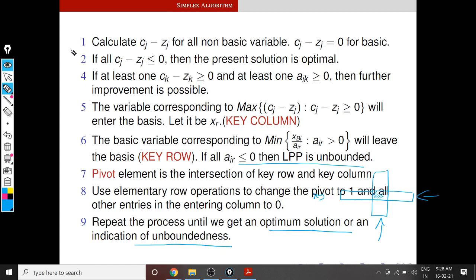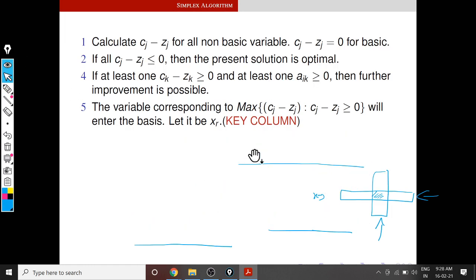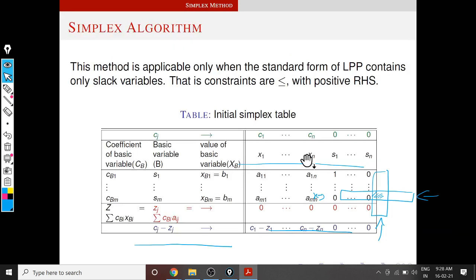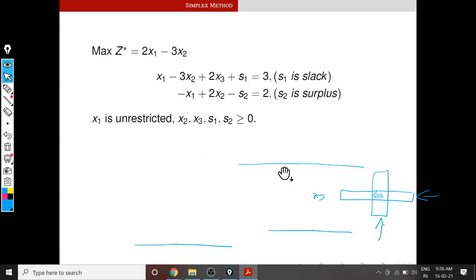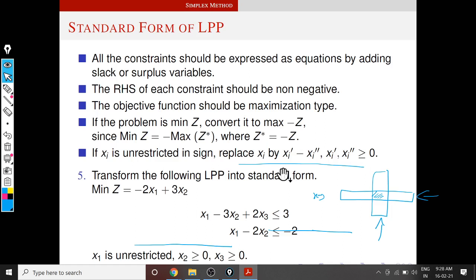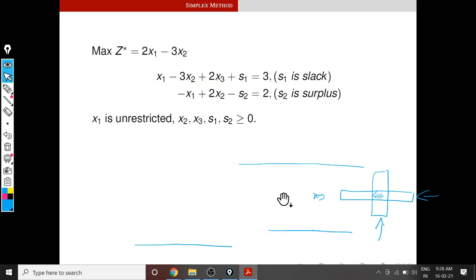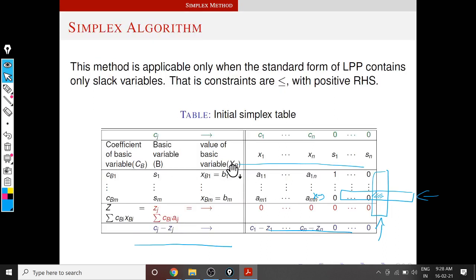Let us discuss an example. Before going to the example, first we have to set up the initial simplex table. First of all we have to convert the given LPP to standard form. Then you write the initial simplex table.